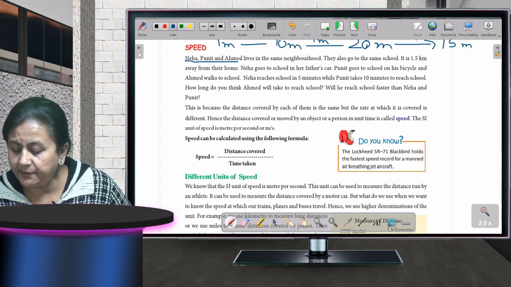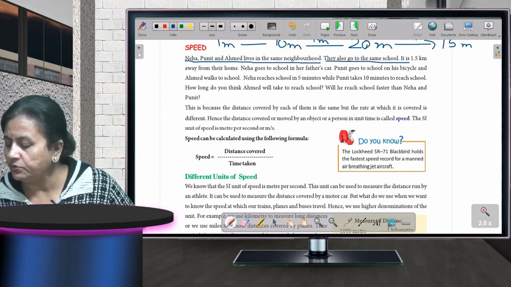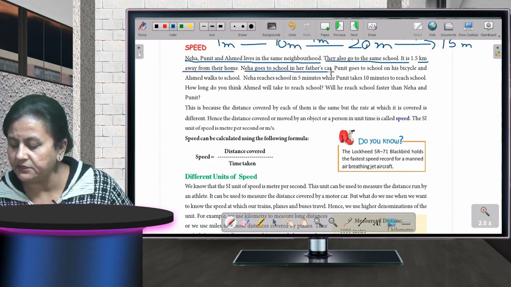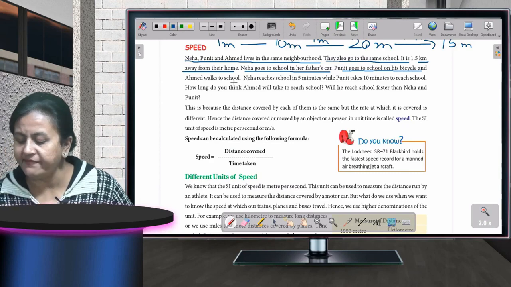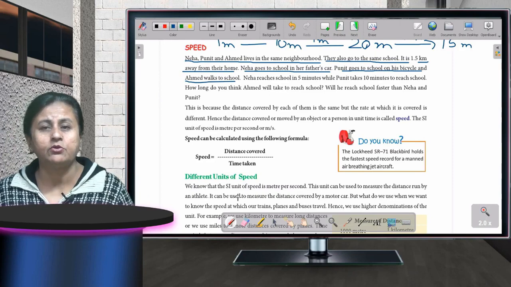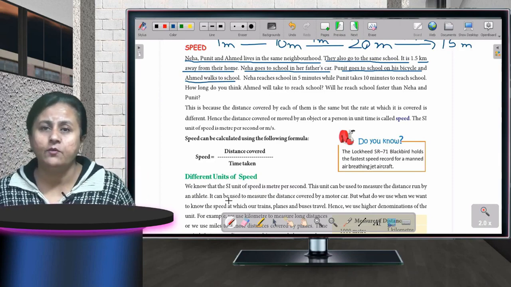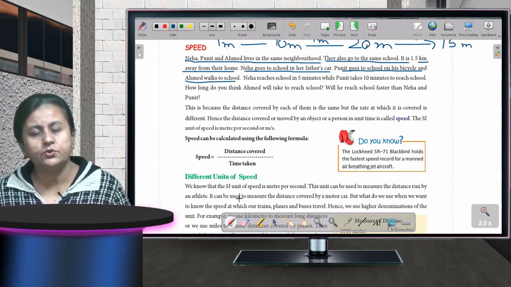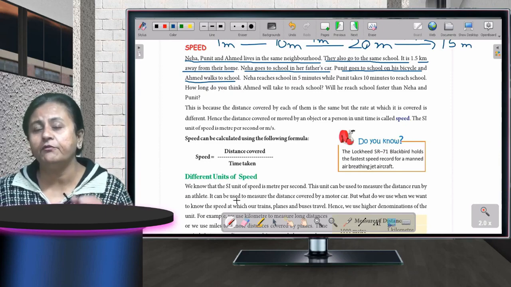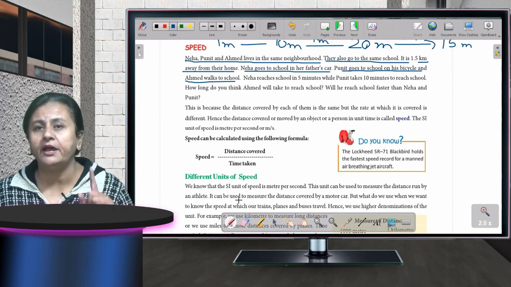Neha, Puneet and Ahmed live in the same neighborhood. They also go to the same school. It is 1.5 kilometers away from their home. Neha goes to school in her father's car. Puneet goes to school on his bicycle. And Ahmed walks to school. There are 3 children living in the same colony, and the distance from their home to the school is 1.5 kilometers. One is going by car, another by bicycle, and the third is walking. So who would reach first? The one who is going by car.